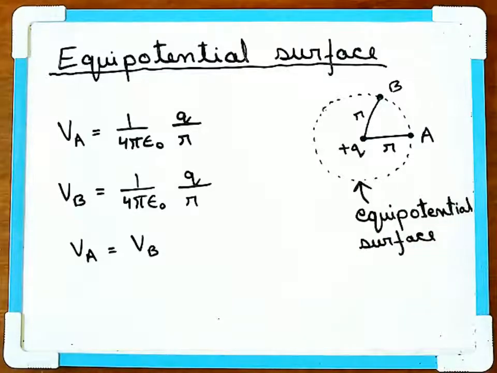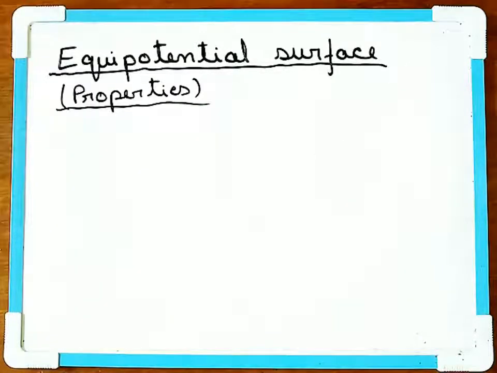Okay, so an equipotential surface is a surface on which the potential is the same everywhere on that surface. For example, here is the surface of a sphere which encloses a charge +q at its center. Now we come to the properties of the equipotential surface. The equipotential surface has some properties.